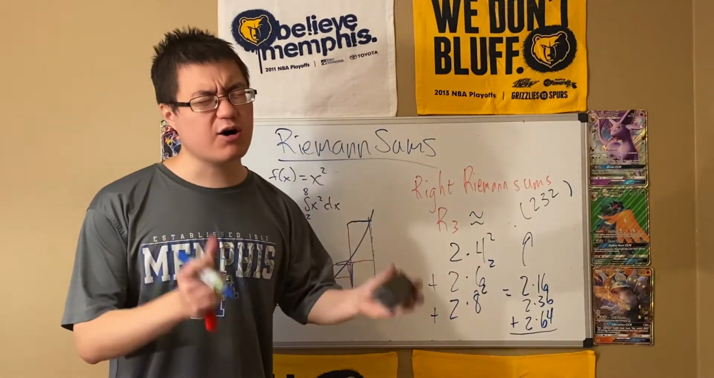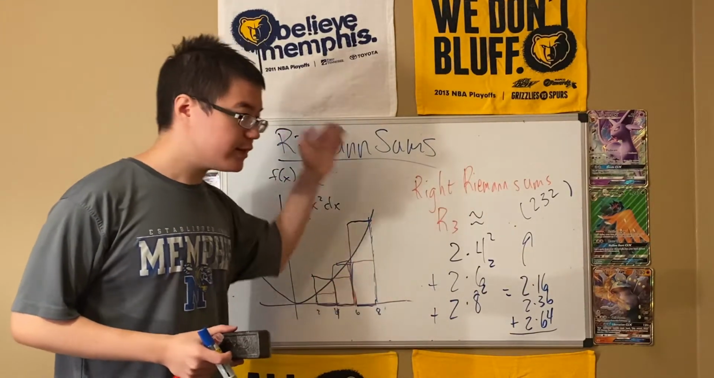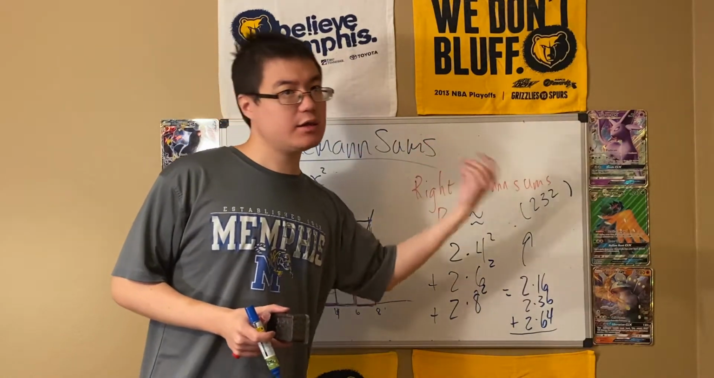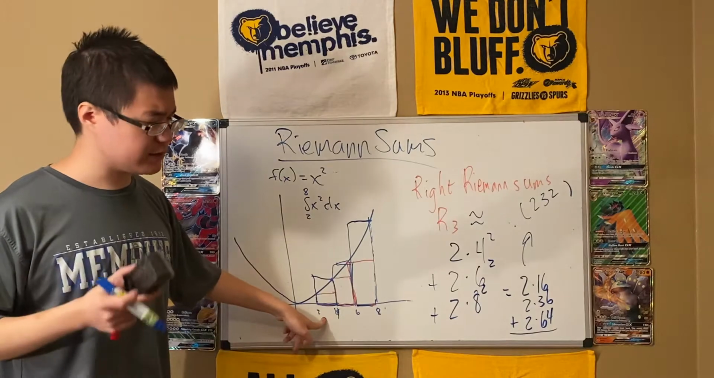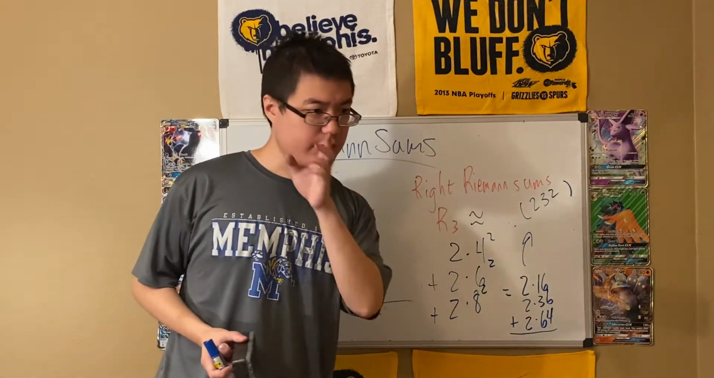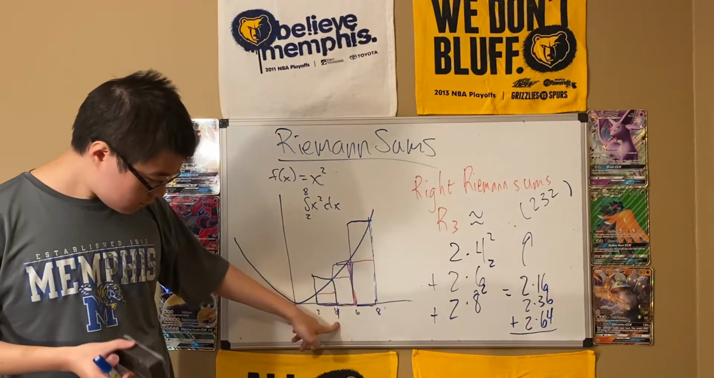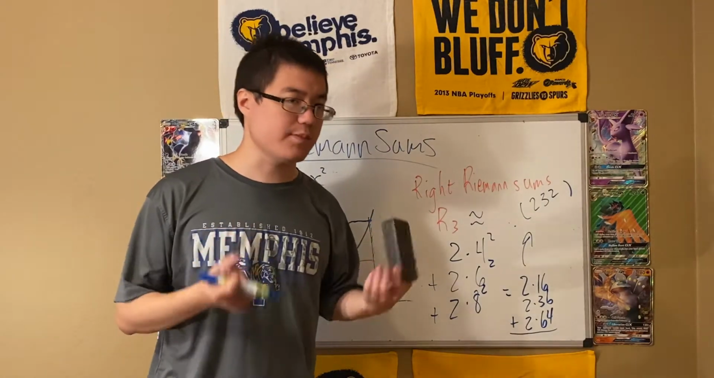It's always the difference in the x's to find the base, times a different y value. If you're doing a left Riemann sum, you plug in the left endpoint of the base of the rectangle. If you're doing a right Riemann sum, you plug in the right endpoint of the base of the rectangle, no matter what you're doing.